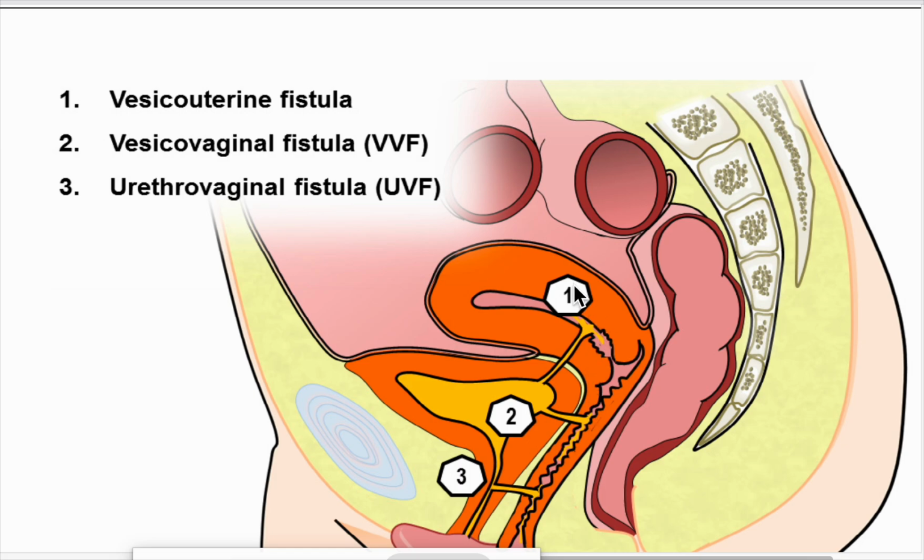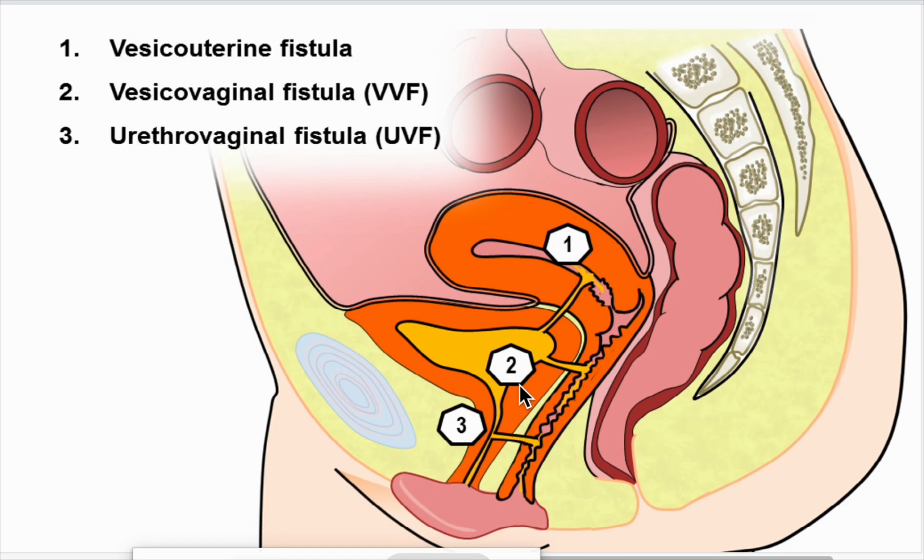But please remember one thing, there is no connection between the uterus and the vagina. This is high up. So mostly the connection is from the uterus to the bladder. The second one is from the bladder to the vagina, and the third one is from the urethra to the vagina, so we call it urethrovaginal fistula. So these three are the most common ones. Please remember this.